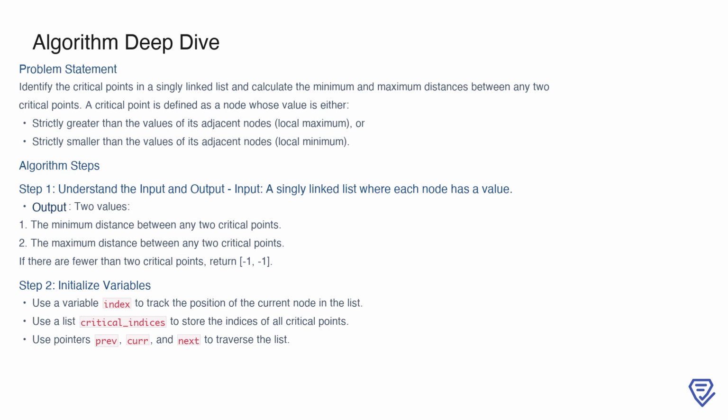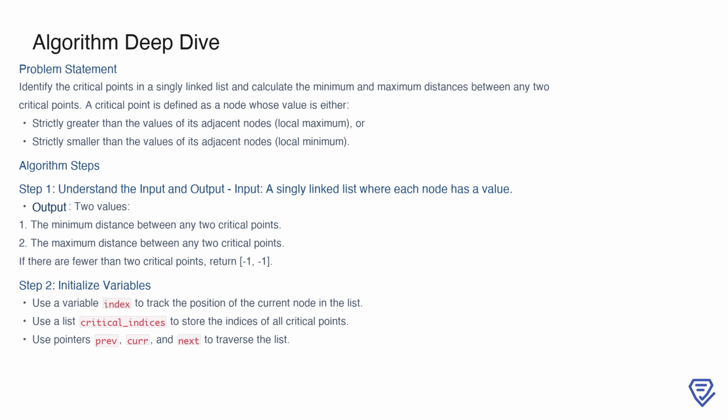If there are fewer than 2 critical points, we return -1, -1. To get started, we initialize a few key variables. The index variable will help us keep track of the position of each node as we traverse the list. We'll also use a list called critical_indices to store the positions of all critical points we find.